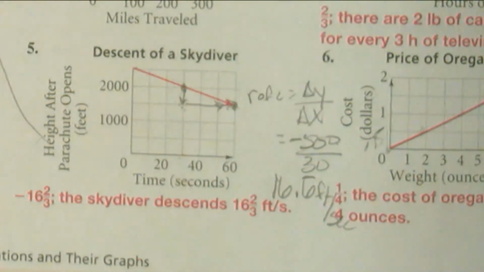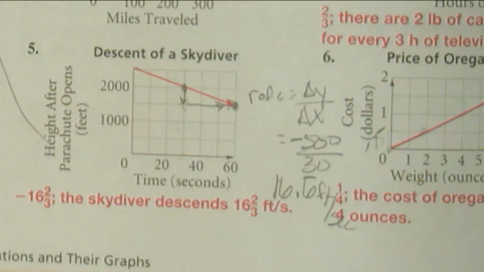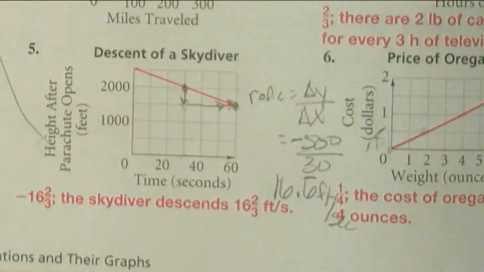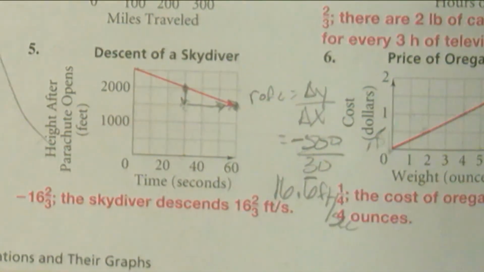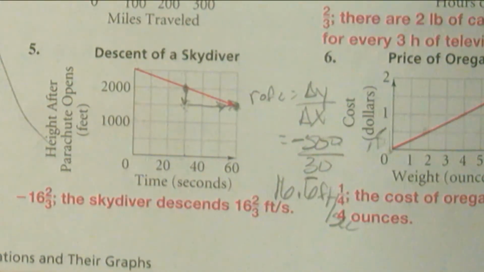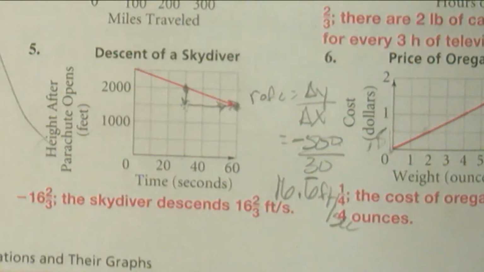Since we're talking about a skydiver, and he's going down, that negative means that he's descending. He's going down in the sky, 16.6 feet per second. That's what that means. How many of you guys does this help a lot more too with these graphs?